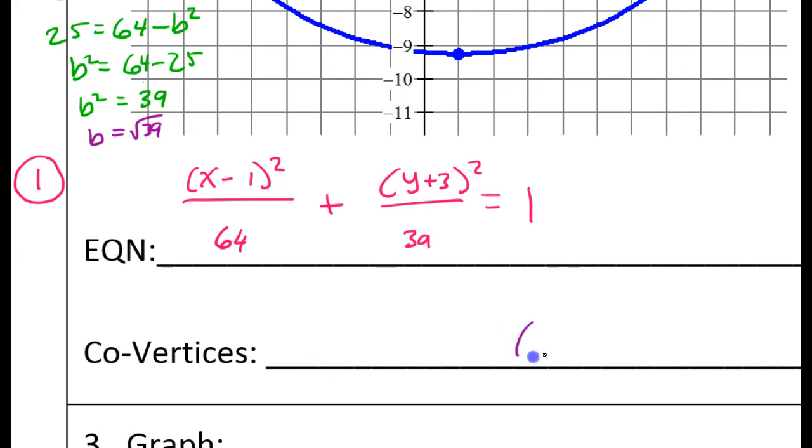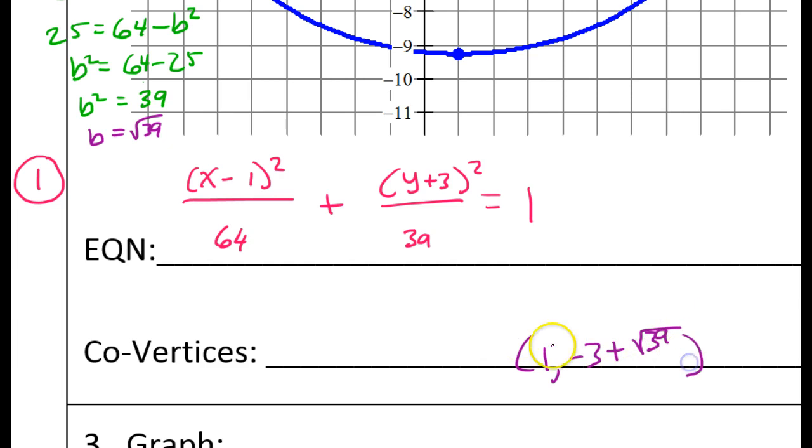So I've got 1 comma -3 plus the square root of 39. Okay, and similarly, the other co-vertex will be 1 comma -3 minus the square root of 39. Okay, it's really weird that it keeps dropping down like that. I really don't like that. Anyway, that is how that works.